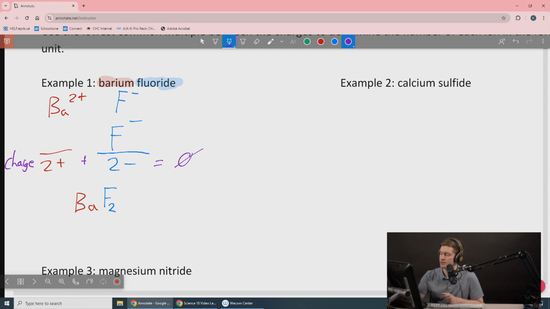You can put the state of matter as solid because all of these ionic compounds will be solid at standard ambient temperature and pressure, or room temperature, if you will.